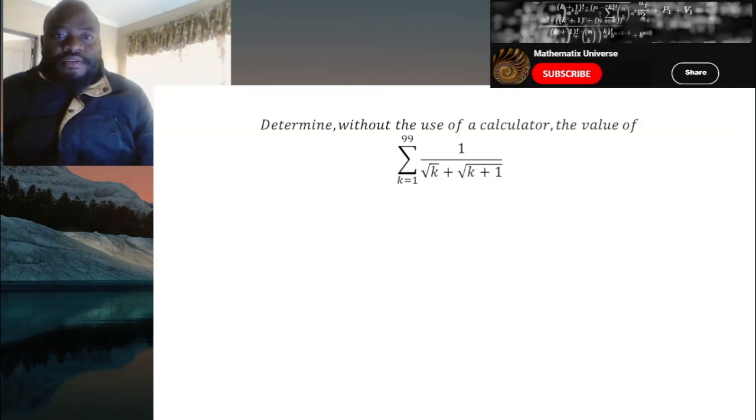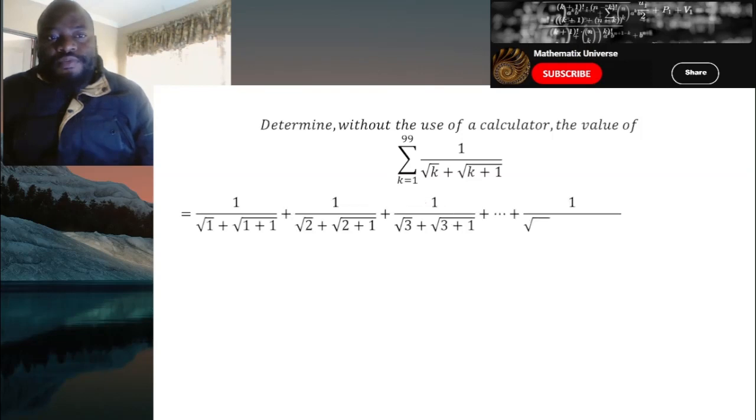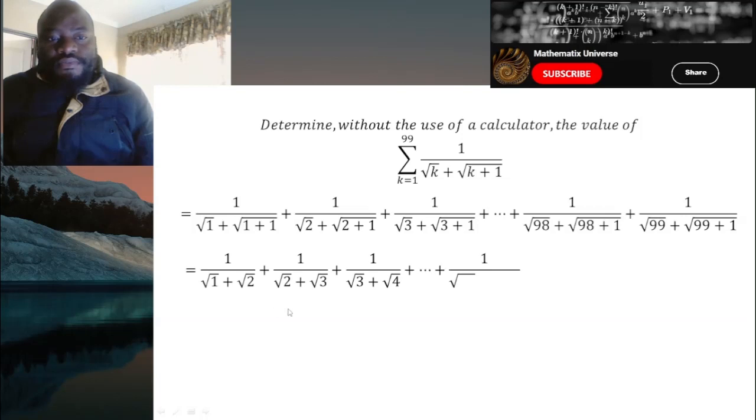So let's expand this and see how the series will look. We will have the first fraction when we substitute 1 where there's k, the second one substituted 2 where there's k, and so on up until the last one where we substitute 99 where there's k. Simplifying the second radical in each denominator, we get 1 over 1 plus the square root of 2, 1 over the square root of 2 plus the square root of 3, 1 over the square root of 3 plus the square root of 4, and so on until the last one, 1 over the square root of 99 plus the square root of 100.